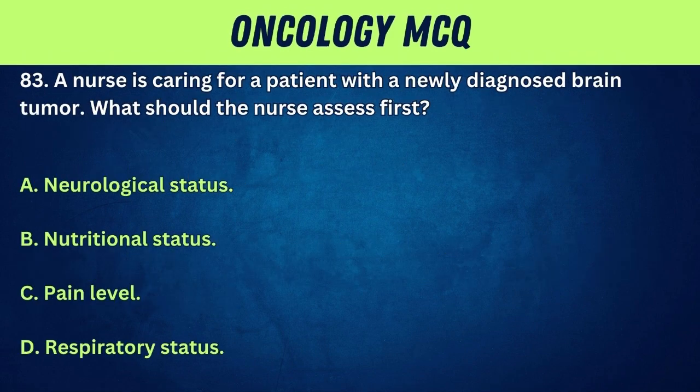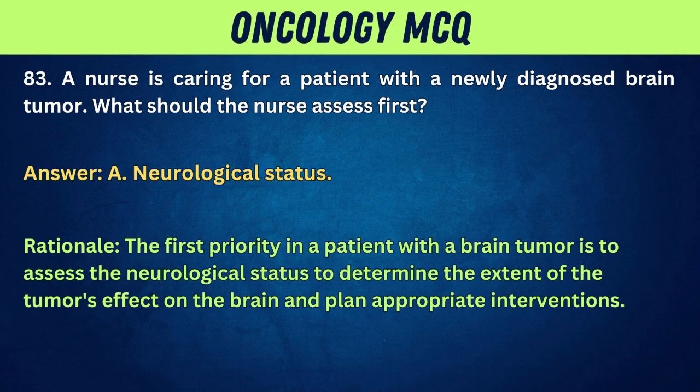83. A nurse is caring for a patient with a newly diagnosed brain tumor. What should the nurse assess first? A. Neurological status. B. Nutritional status. C. Pain level. D. Respiratory status. Answer: A. Neurological status. Rationale: the first priority in a patient with a brain tumor is to assess the neurological status to determine the extent of the tumor's effect on the brain and plan appropriate interventions.